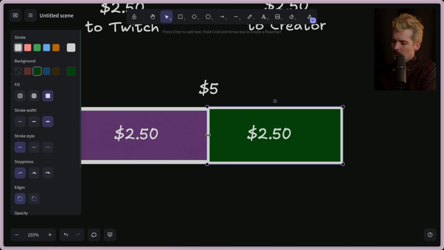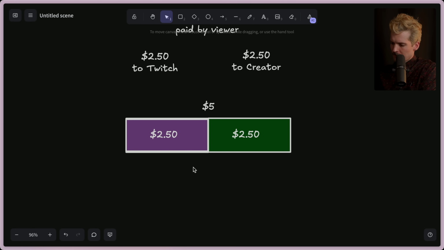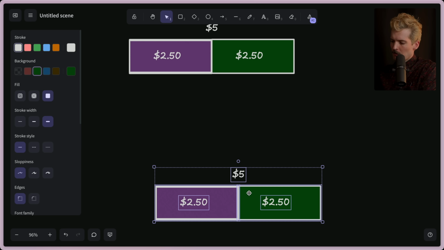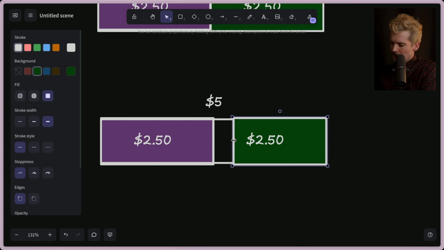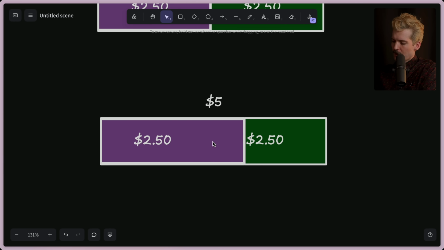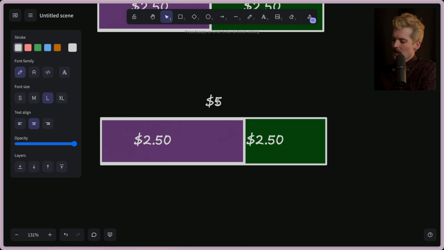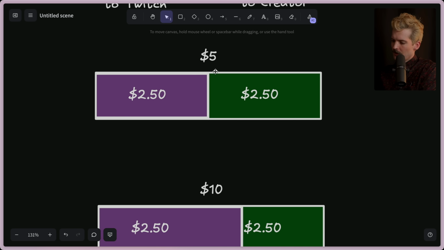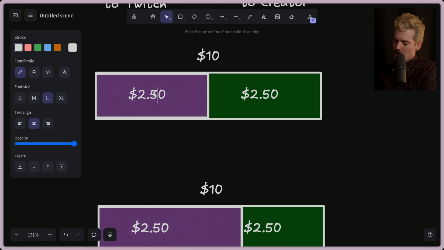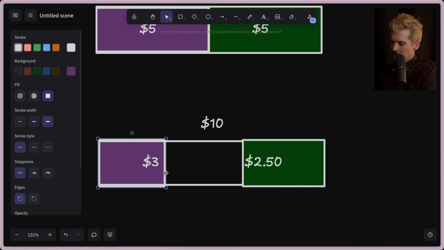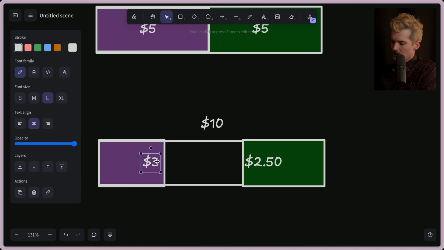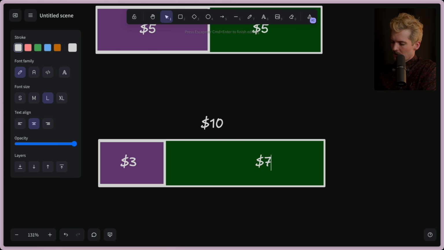That's why they introduced the Creator Plus program, or the Partner Plus, I believe it's called. Partner Plus means once you hit a certain threshold of subscribers, they shift the numbers, and Twitch will only take a 30% cut instead. So for the sake of making the math easier, I'm going to change this to $10. We'll say that the creator was paid $10 by the viewer. Used to be $5 would go to you, $5 would go to Twitch. If you're Partner Plus, it would be $3 goes to Twitch, and it would be $7 goes to the creator.